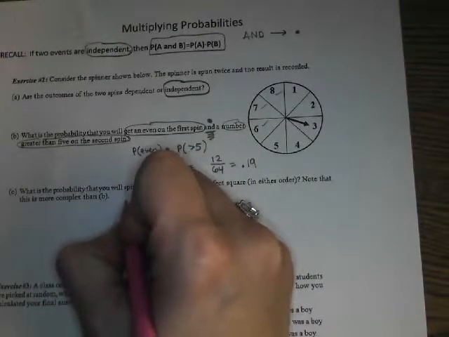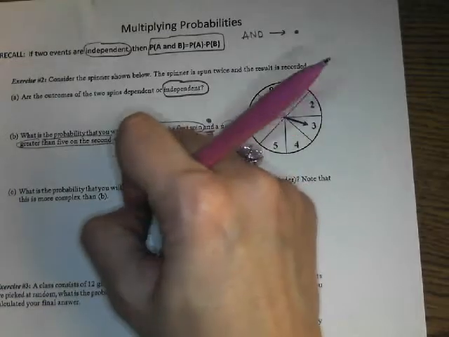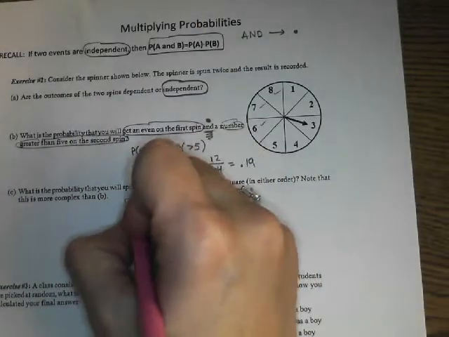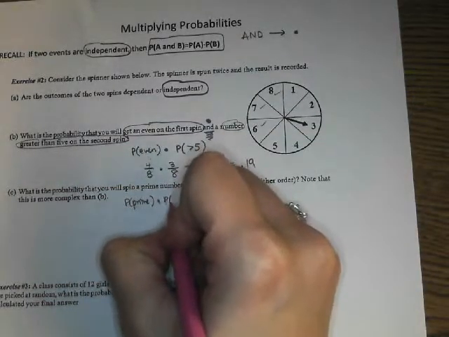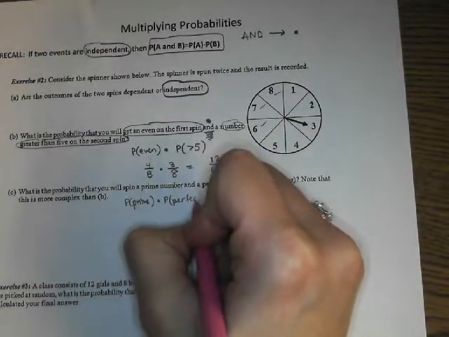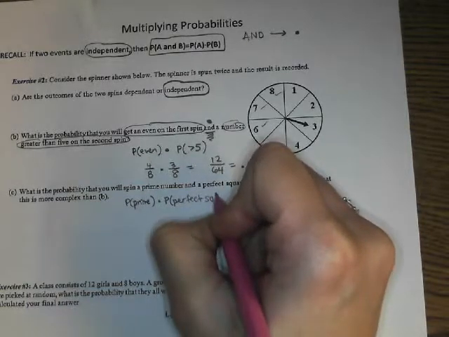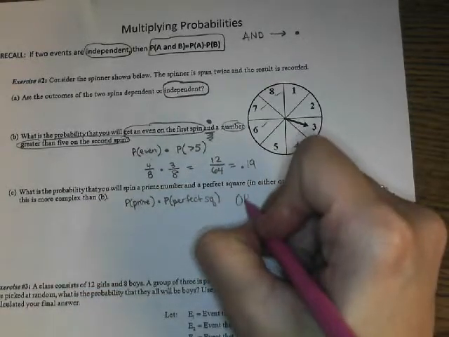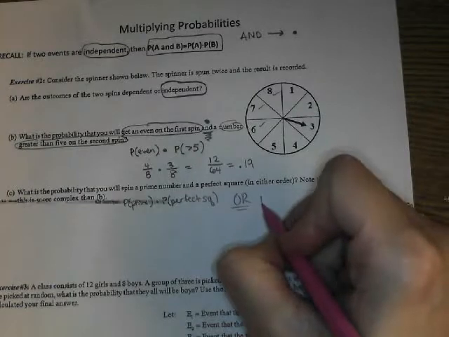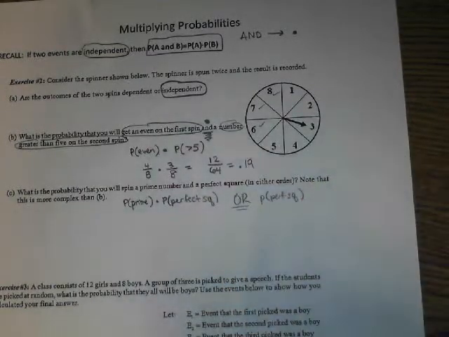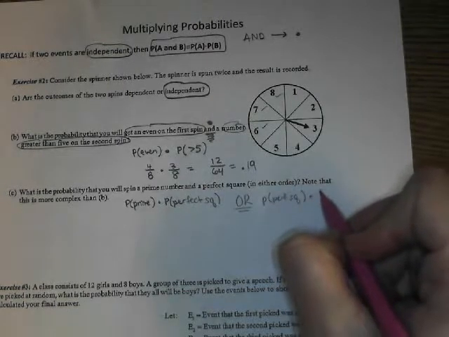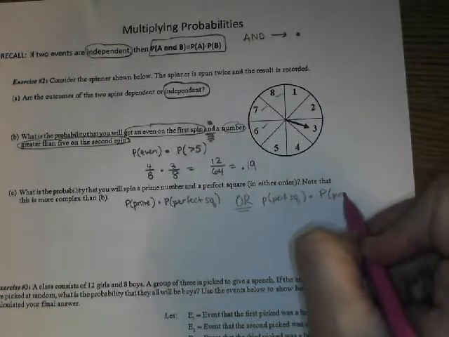So now we're looking at the probability of getting a prime and a perfect square. So the probability of getting a prime times the probability of getting a perfect square, or the probability of getting the perfect square first and the prime number second.